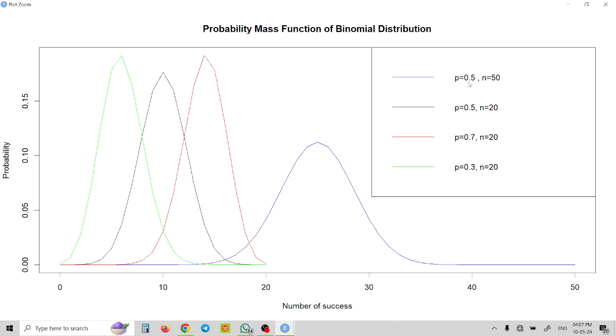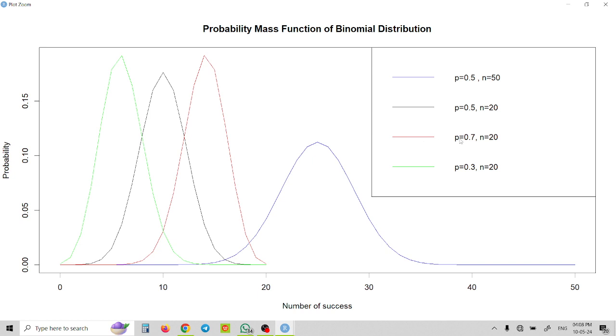The blue color shows that if the probability of success is 0.5 and the number of trials is 50, the curve is symmetric around the mean. The mean is 25 in this case. Okay. We can add the mean values also here with this. This I'll show you how. Then black color, when the probability of success is 0.5 and the number of trials is 20. So black color. Okay. Here the mean is 10.